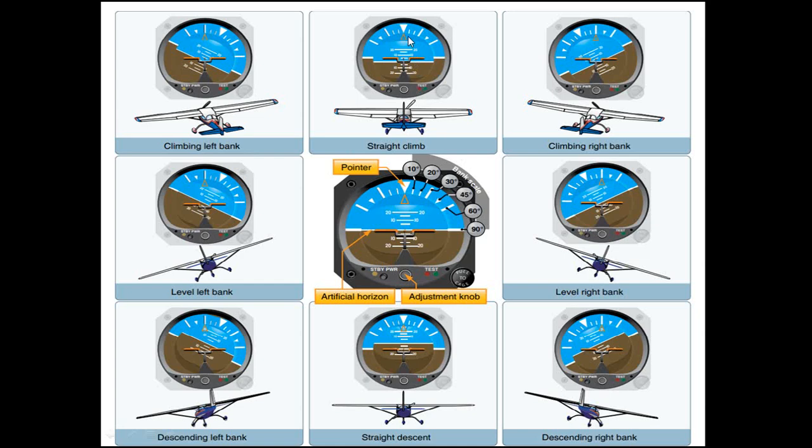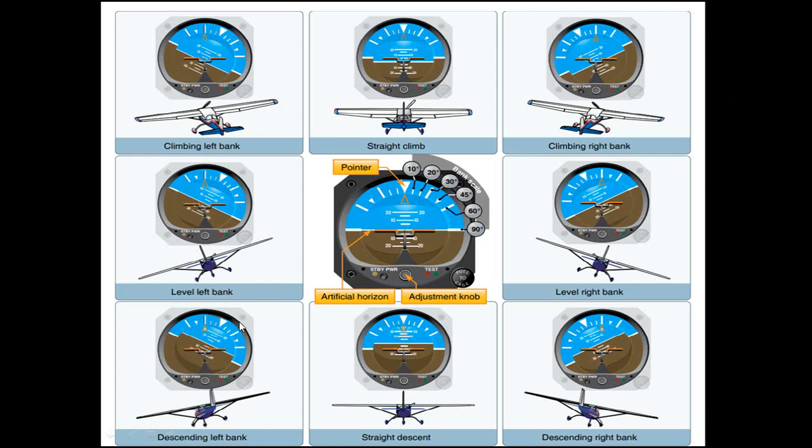Now straight climbing, without any banking, means no degree of banking is observed, and climbing with right banking. Since you are climbing, therefore more sky is visible and less ground, and right banking means the meter has turned to your left and your aircraft has turned to your right side.